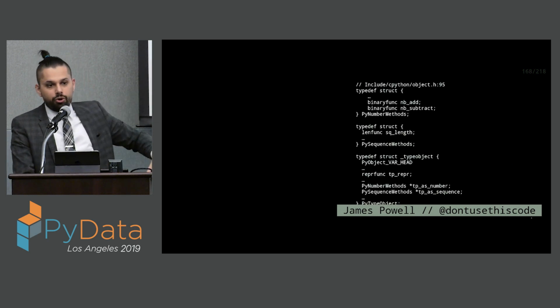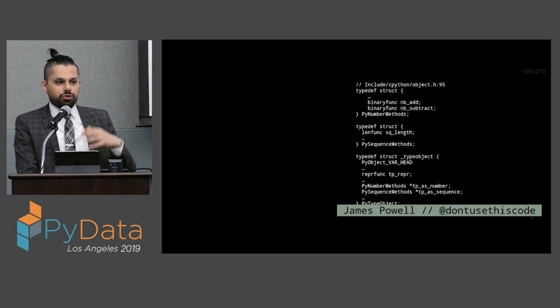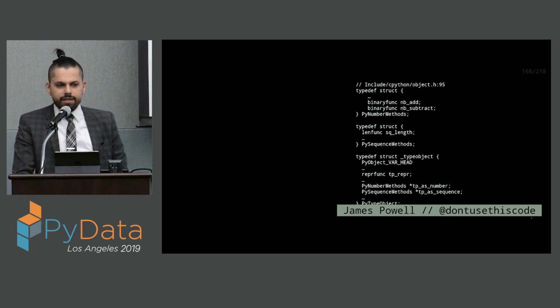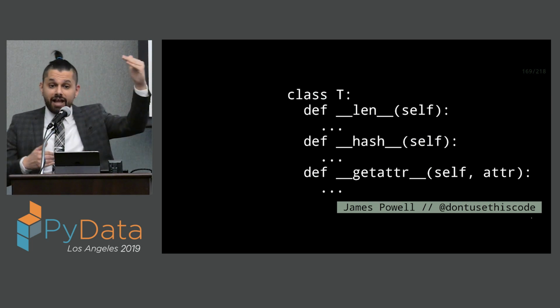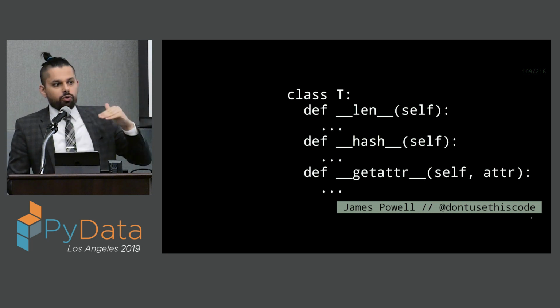And if you're curious about what that protocol looks like, you can go into the include module in CPython, object.h. You can see all of these methods and the things that you'd expect: add, subtract, len, repr, hash, and so on. And you do know that you could patch out an object. You could kind of override all of these methods.